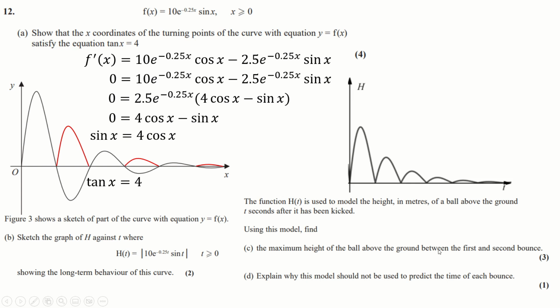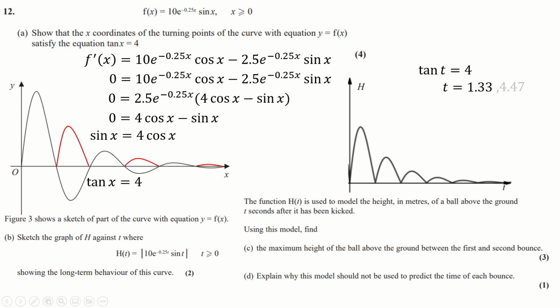The maximum height between the first and second bounce. Here's the first bounce. Here's the second. So we're looking for this height here. So of course, that's when the function has a stationary point, right? And we've already figured out the stationary points happen here. So let's solve this. Let's do tan inverse, and we get this. Now that will be the time of the first stationary point. So let's add, tan is repetitive every pi, right?